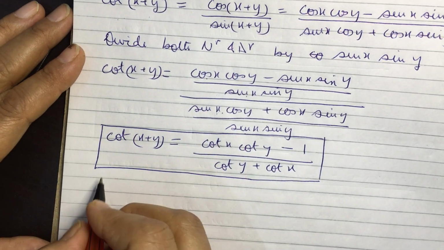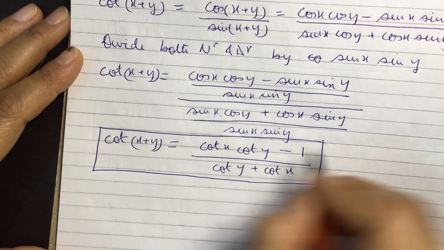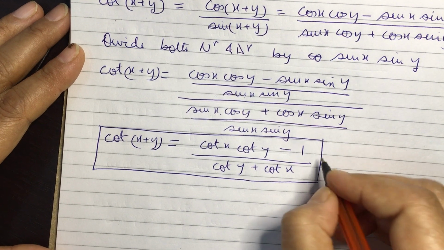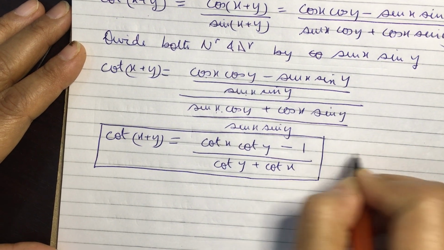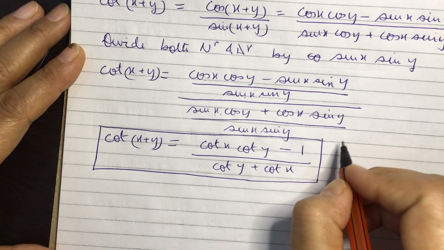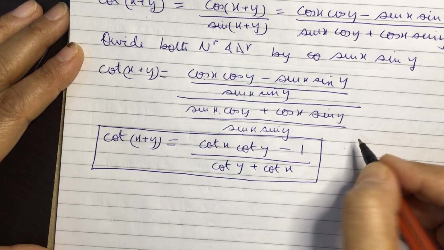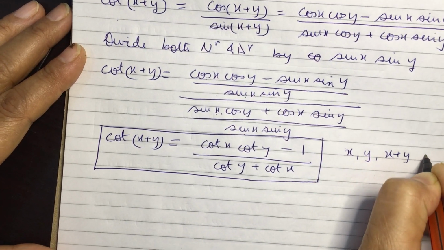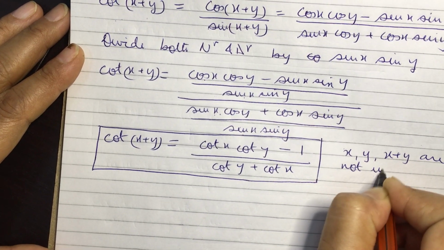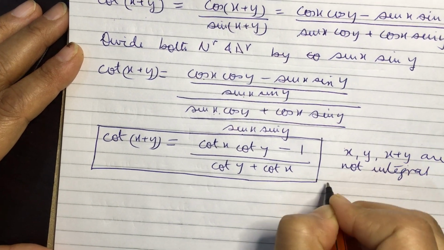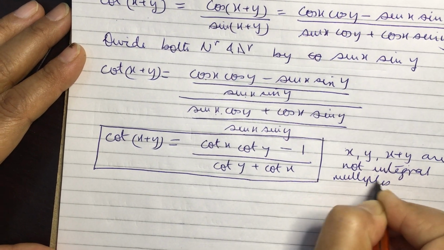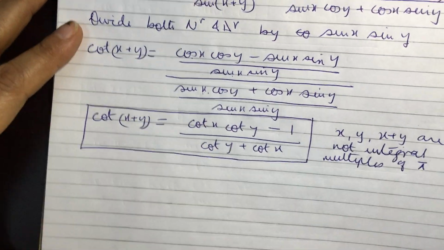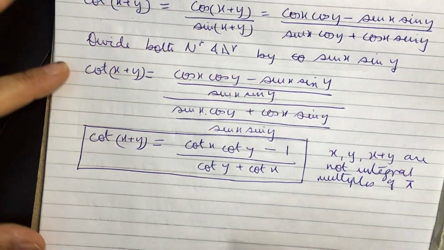Same way, cot is not defined when the angle is an integral multiple of pi, meaning along the x axis. So we should write that this is possible when x, y and x plus y are not integral multiples of pi, because otherwise these won't be defined. Now exactly on the same lines we quickly do that.